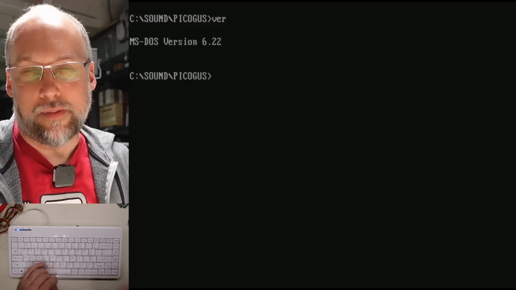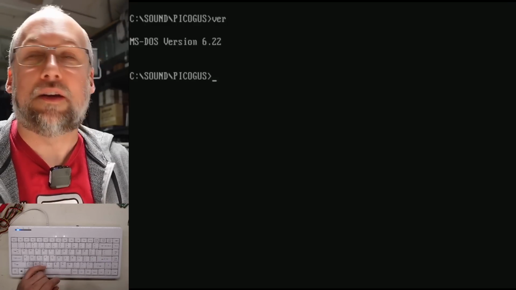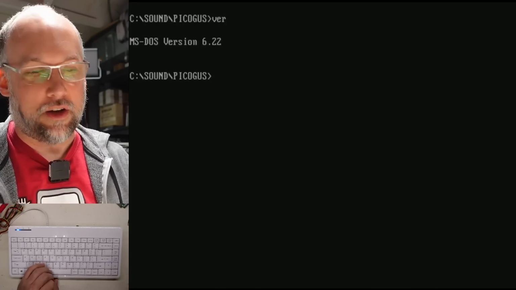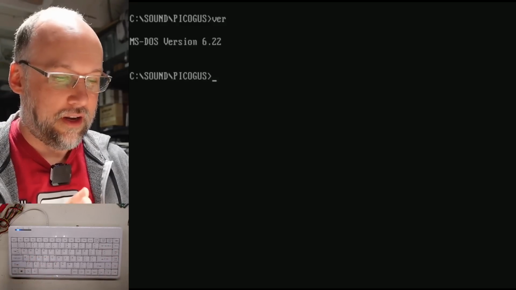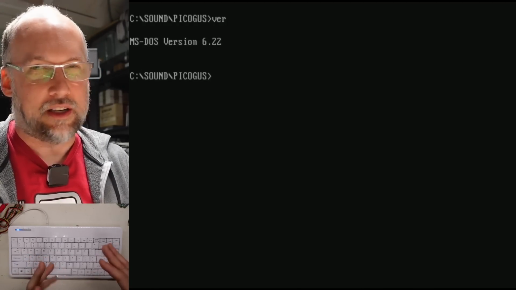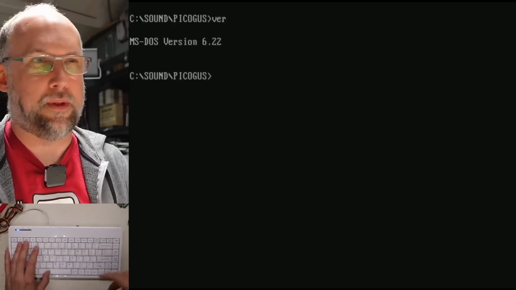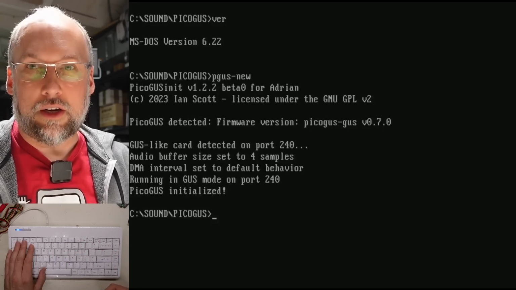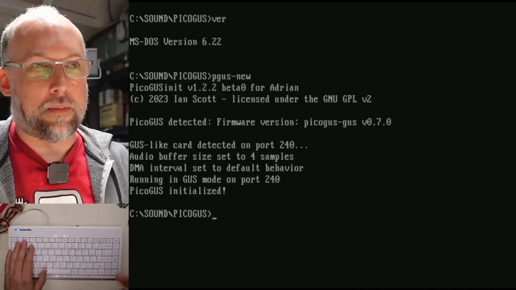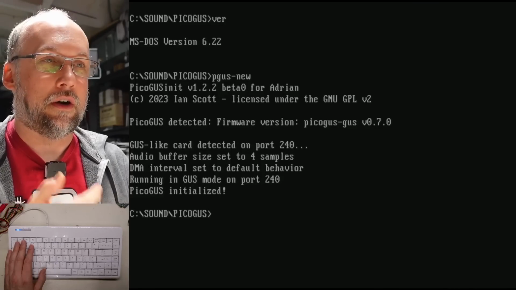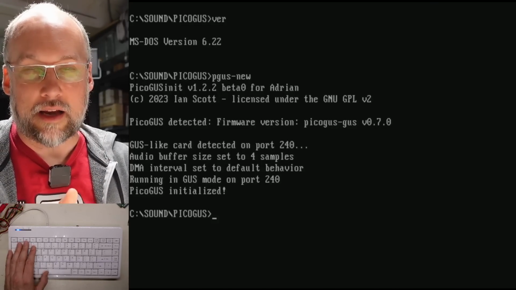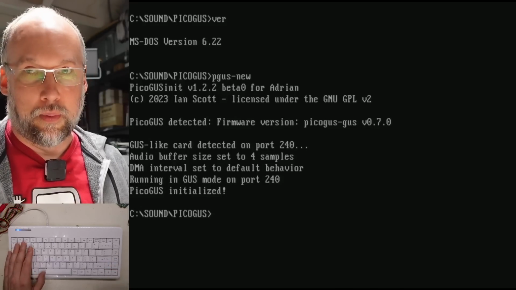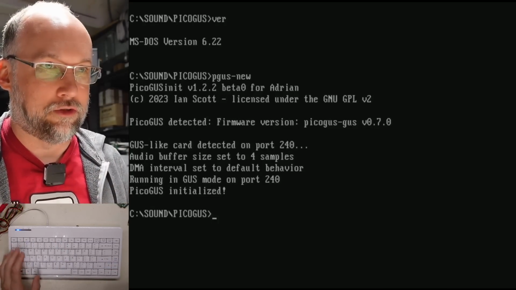Here we are booted up into MS-DOS on my 386SX. I have the PicoGUS installed, and what's really cool about using the PicoGUS is, unlike with the regular Gravis Ultrasound where you have a bunch of utilities and stuff that you have to get working, especially on that later PnP plug-and-play version, that is not the case with this. Ian created a utility called PicoGUS init to set the card up depending on which firmware is available on the card. So running this here, it detects that it has the firmware for the Gravis Ultrasound, and then it sets it up at IO port 240, which is the normal Gravis Ultrasound port.